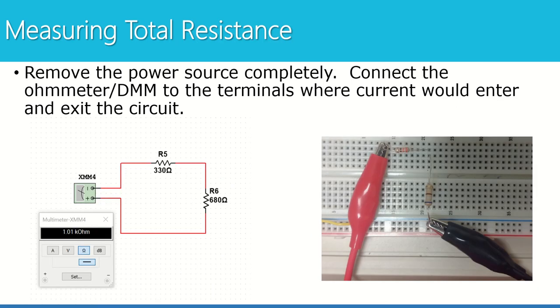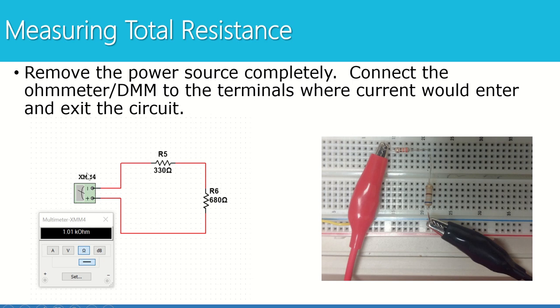We also talked about measuring total resistance. In order to measure total resistance, you have to remove the power source completely from your circuit. It should not be connected in any way because it will affect your measurement. Once you remove the power source, you're going to connect the ohmmeter or your DMM to the terminals where current would enter and exit the circuit. And then once you set that tool to measure resistance, you'll get a total resistance.